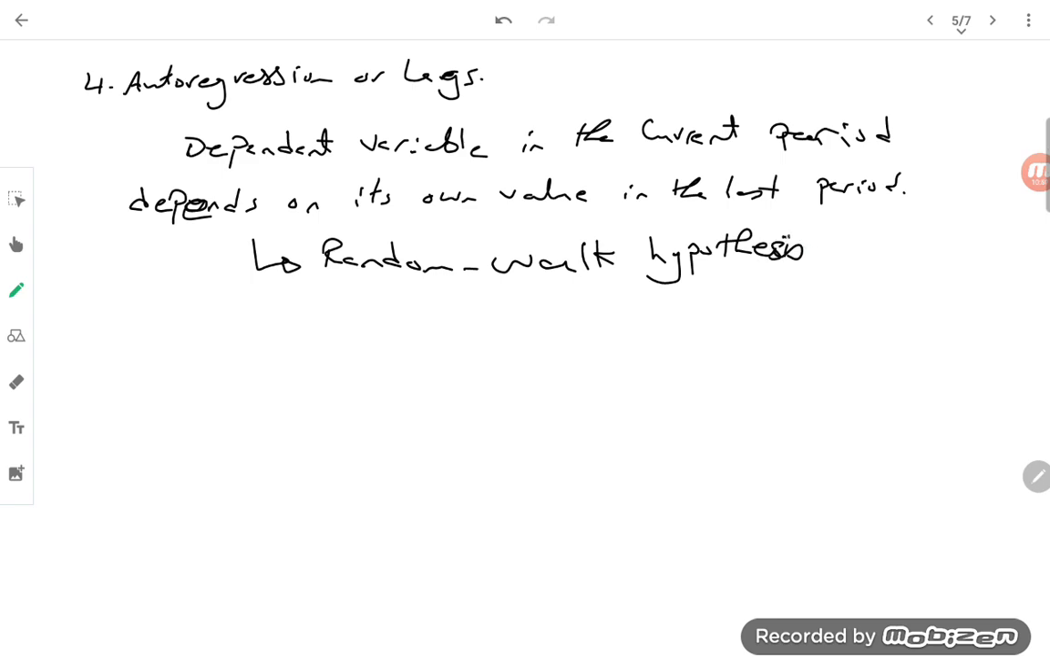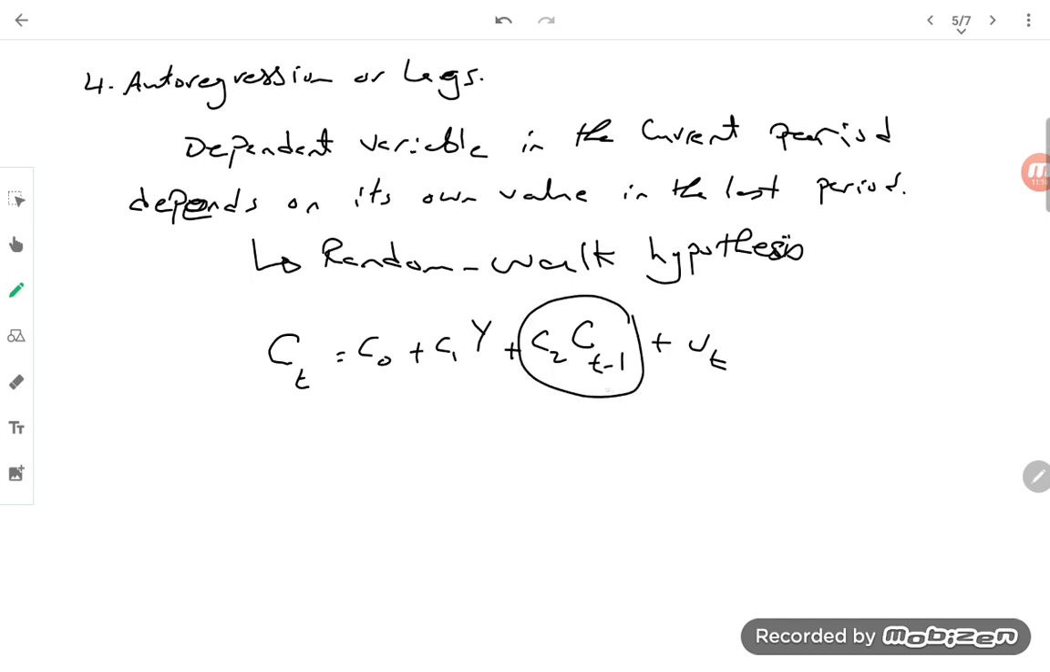Random walk hypothesis. So we can write it as, say, consumption at time t equals the intercept plus C1 y plus C2 C t minus 1 plus u t. So this is the autoregression or the lagged value. Using lagged dependent or lagged independent variables may cause the error term to be autocorrelated.